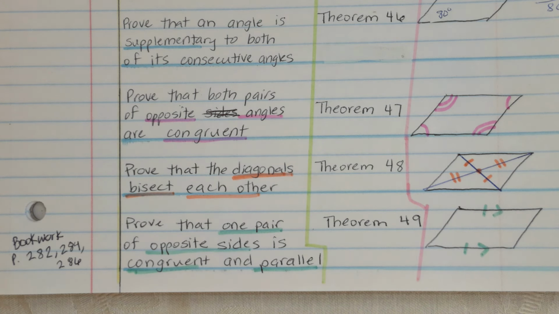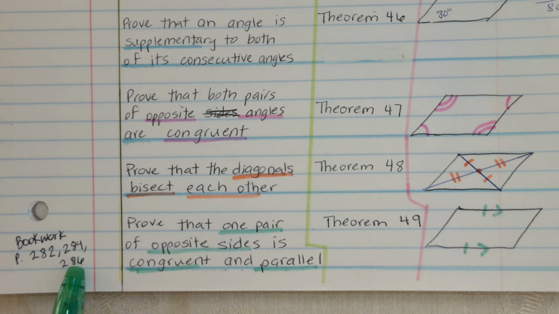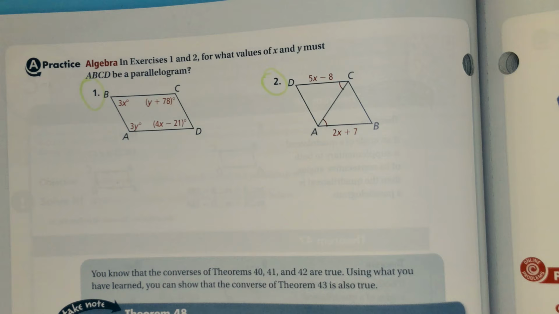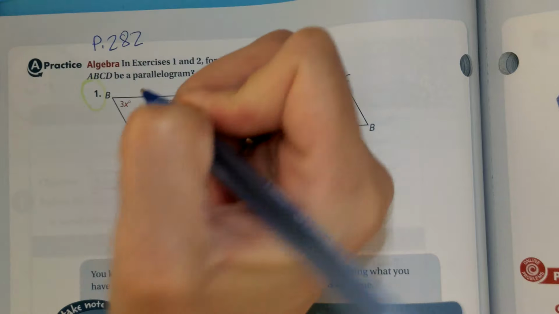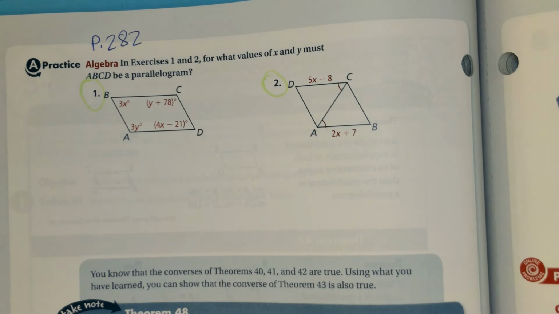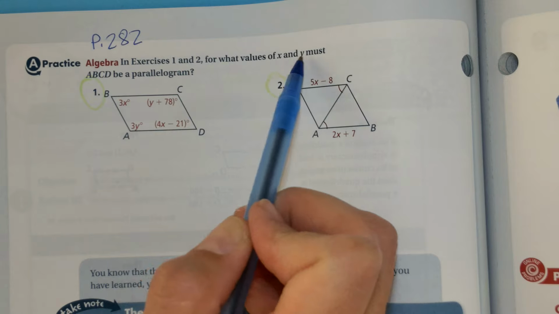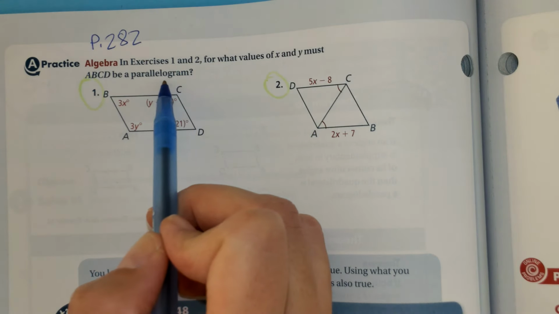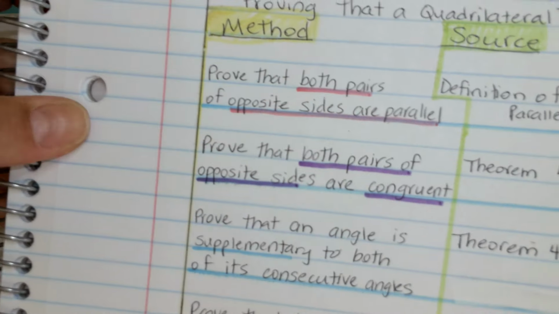Okay, so pause if you need to, go back if you need to, but I'm going to move on to the bookwork, page 282, 284, and 286. All right, so I am starting on page 282 for the bookwork, and remember you will need to turn in pictures of these with your notes for the whole week. So on 1 and 2, it says, for what values of x and y must ABCD be a parallelogram? So we have to think about all the methods that we just wrote down in the notes.